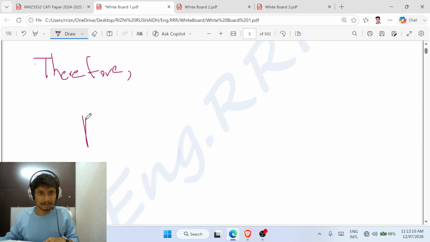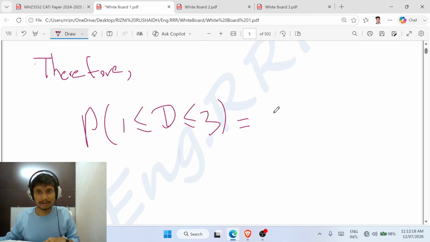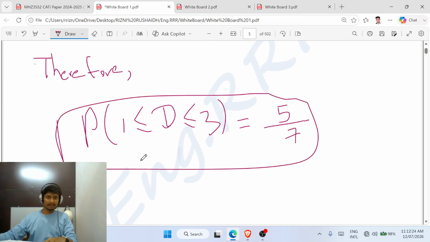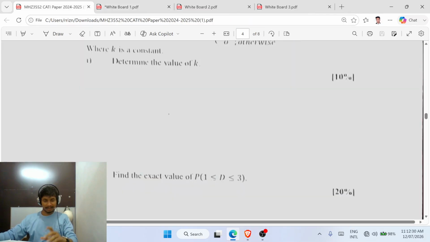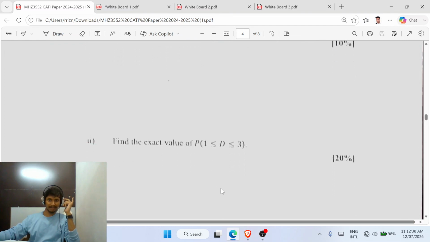Therefore, P of 1 less than or equal to D less than or equal to 3 is equal to 5 by 7. It is the exact answer, which is the answer of part 2. Now we have found the answer for k, and now we have found the answer for P of 1 less than or equal to D less than or equal to 3.